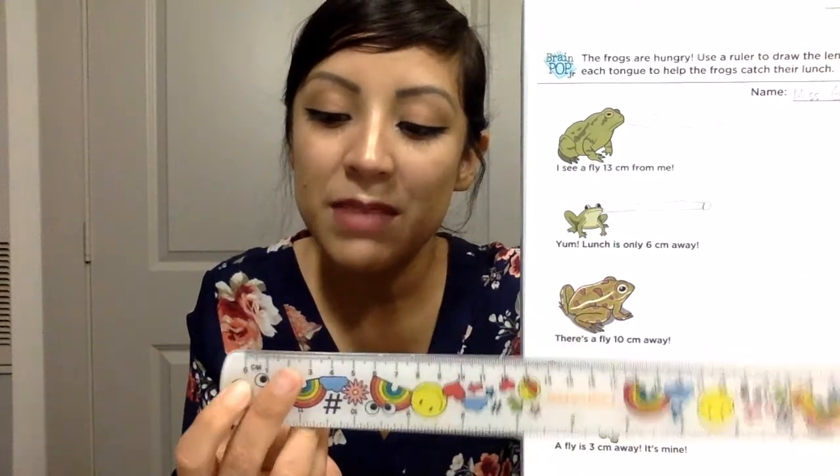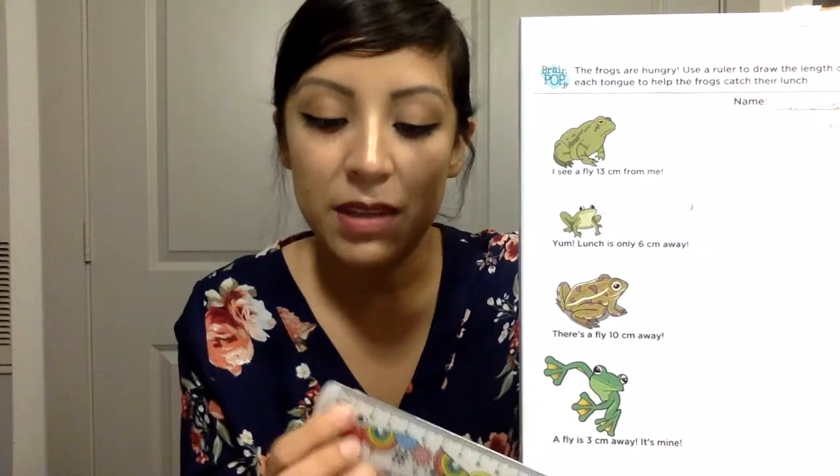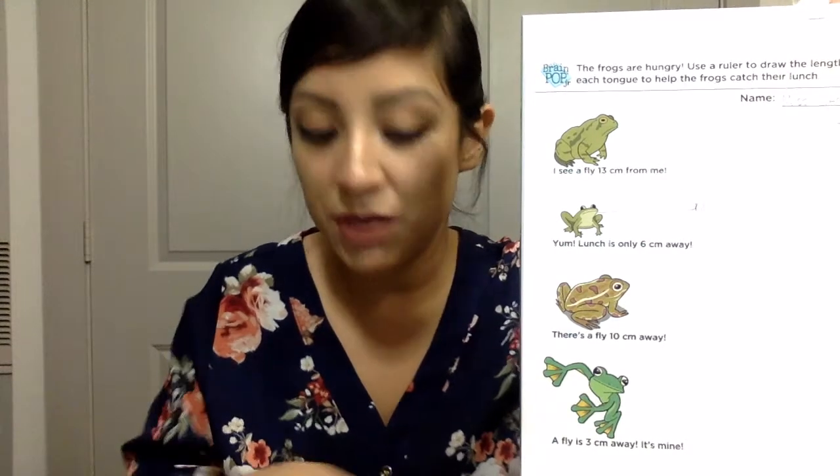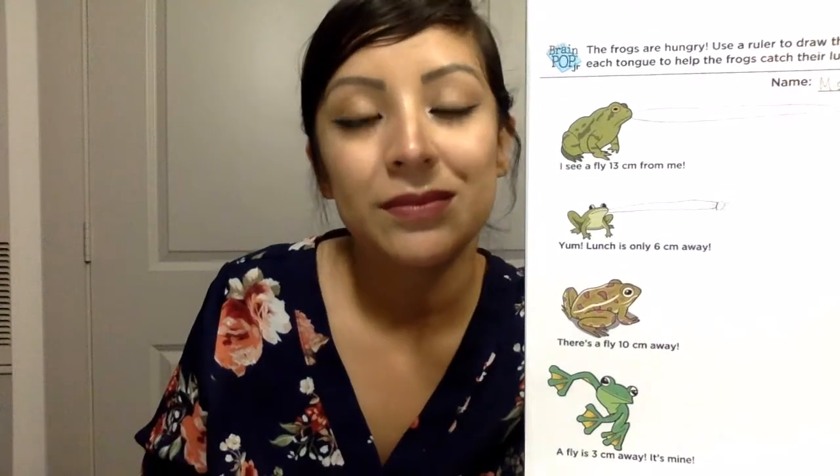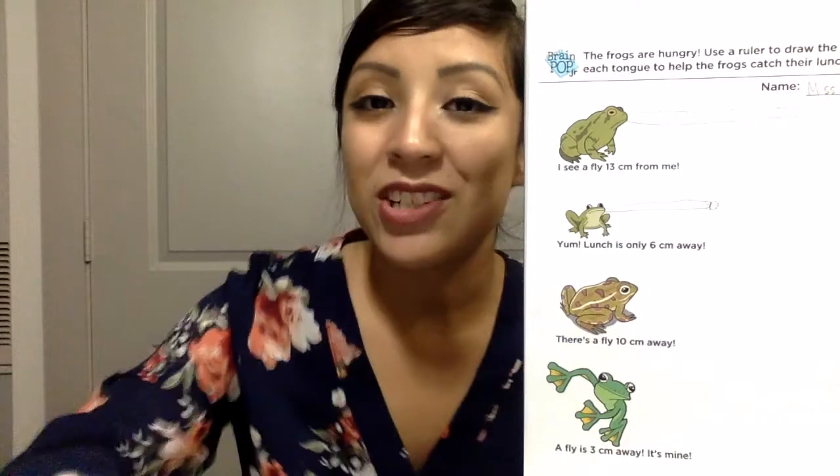Remember to line it up, the edge of the object. So in this case, it would be the frogs. So we'll line up the edge of the frog at 0, and then we'll count from there. So if it's 10 centimeters, remember you're going to count. The numbers are on there, so you'll count all the way to 10. Great job.